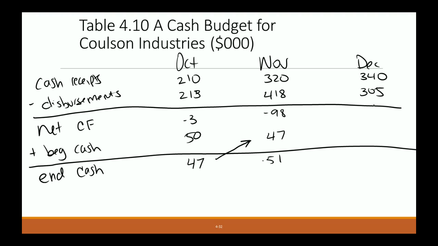In December, we made $35,000. We brought in $340,000, spent $305,000, so we made $35,000. Our beginning cash balance, however, is negative still. So we still haven't made that up, so we're still a -$16,000.